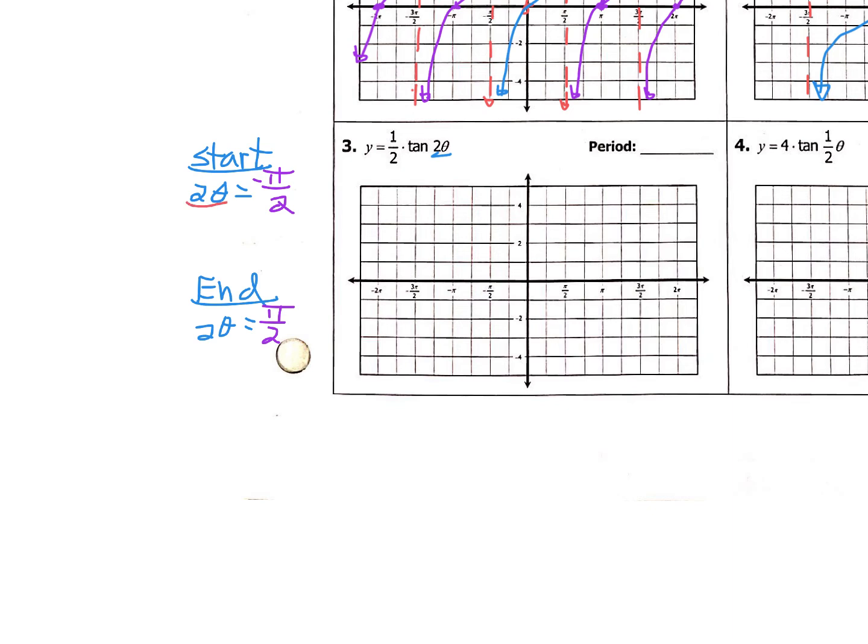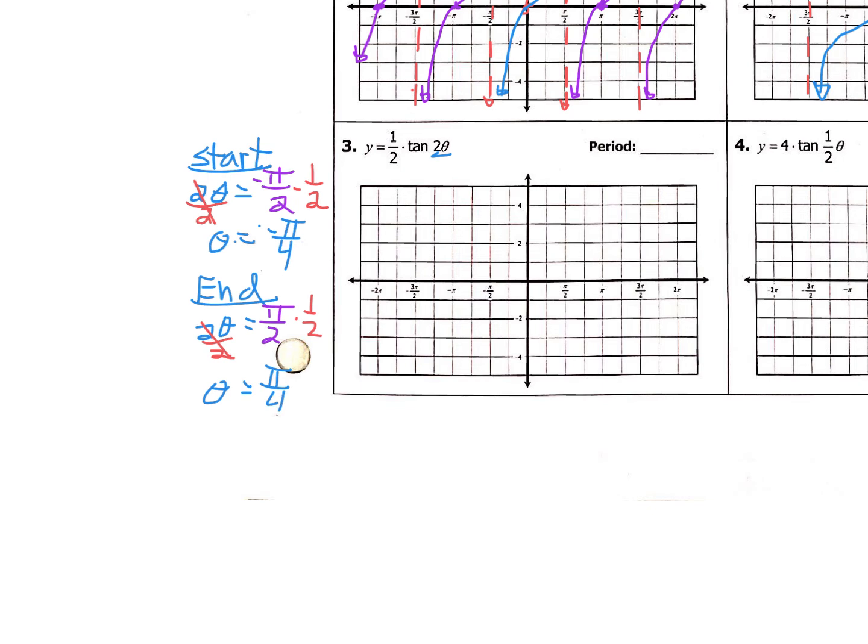And so we're going to divide by 2. And dividing by 2 is the same as multiplying by 1/2. So I'm going to multiply the right side by 1/2, which is the same as dividing by 2. So I'm going to do that to both equations. And so we get theta equals negative pi over 4. So that's one of our asymptotes. And then theta equals positive pi over 4.